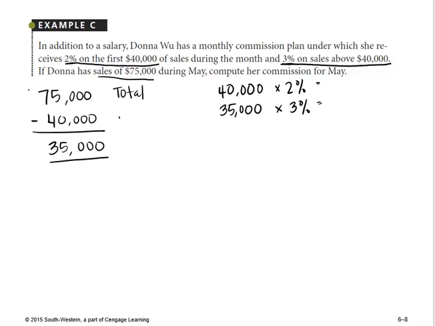Let's do the calculations. 40,000 times 2% is 800. 35,000 times 3% is 1,050. To find her total commission, I'm simply adding these two together. This gives me $1,850 as her total commission for the month of May.